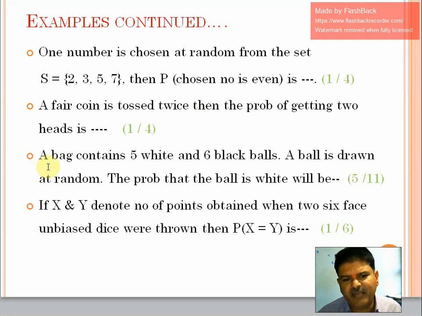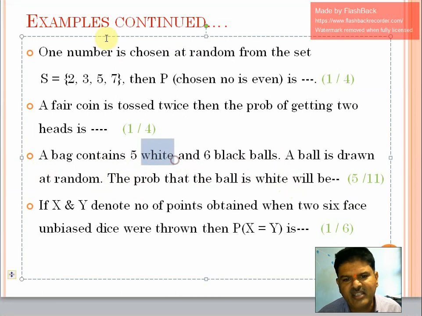Take this example. A bag contains 5 white and 6 black balls. A ball is drawn at random. Find the probability that the ball is white. So what is the probability that the drawn ball is a white ball? How many cases are there? The total number of cases is 11 because 5 white and 6 black are there. So the total possible, exhaustive cases are 11. And out of these 11 cases, the cases which are favorable for white are 5.